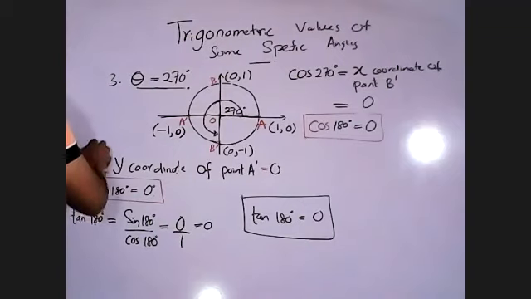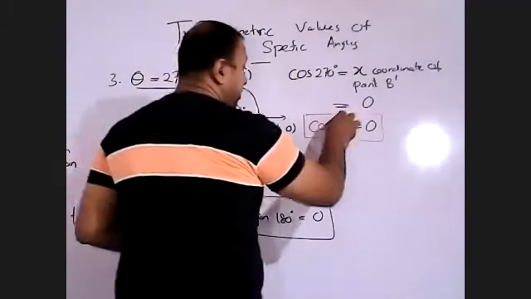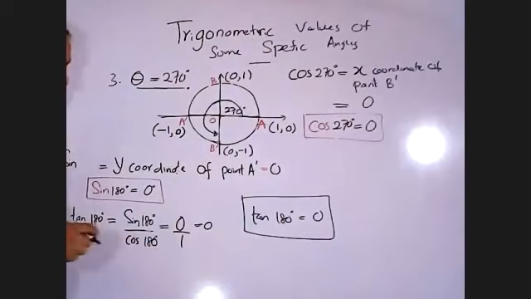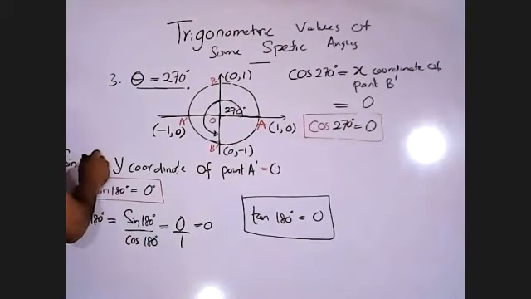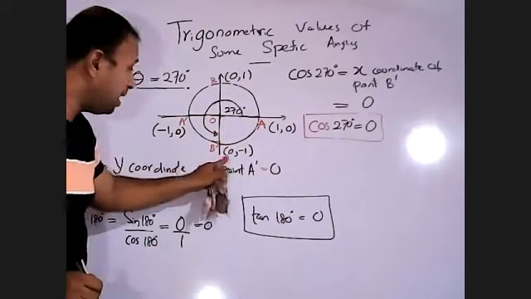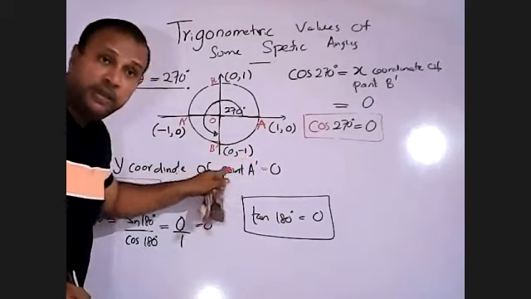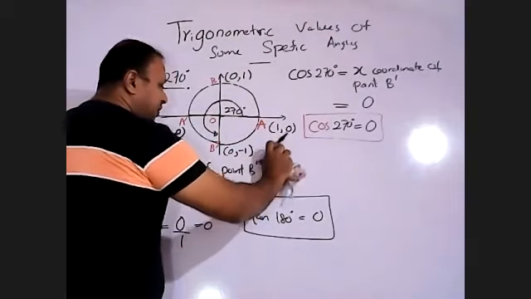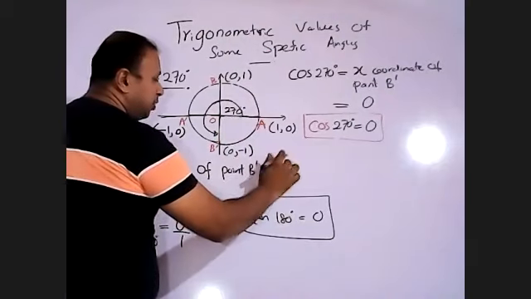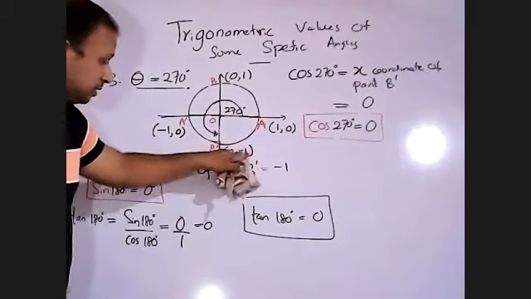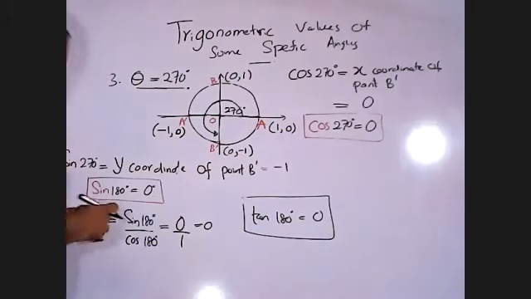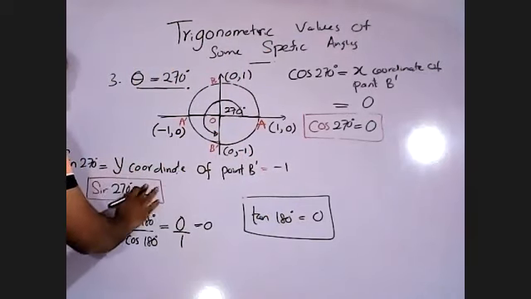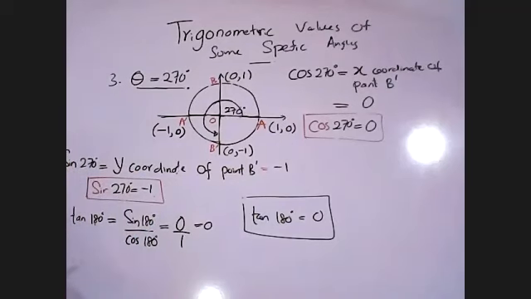Then what is sine 270? Sine 270 is equal to the y coordinate of B dash, which is equal to -1 now. You can see it is -1. Therefore, sine 270 is equal to -1.